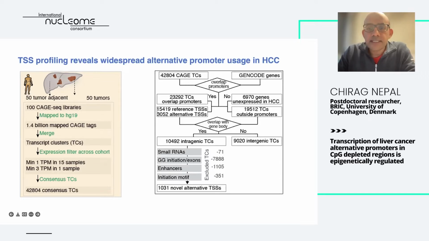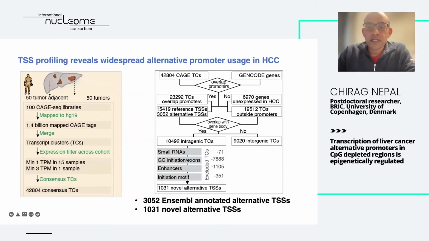To find the novel alternative TSS from there, we excluded those that overlap small RNAs, that have a distinct initiation motif, that overlapped enhancers, and that did not have an initiation motif. They were all excluded. And in total, we found 1,031 novel alternative TSS. So in total, we found 4,083 alternative transcripts in liver cancer. And all these novel alternative transcripts do have evidence from the RNA-seq data from the HCC patients.